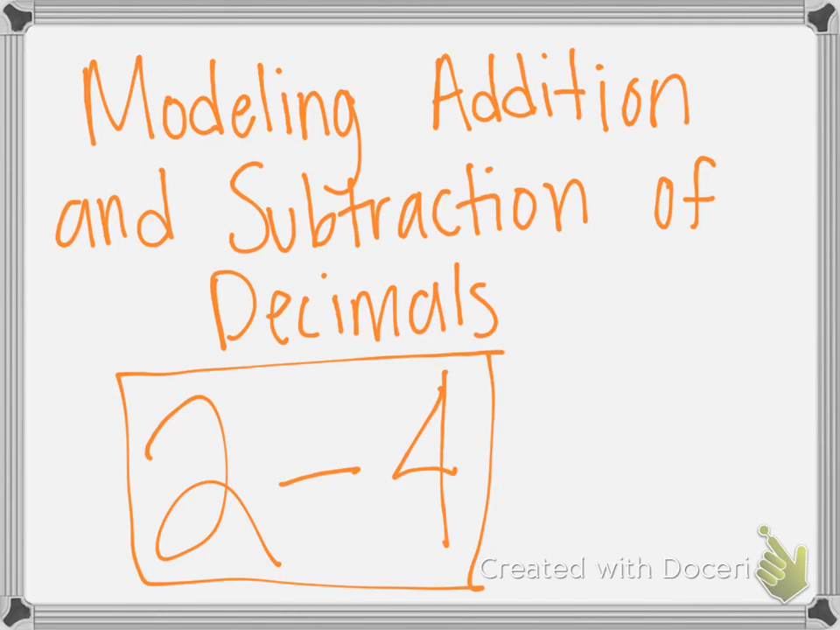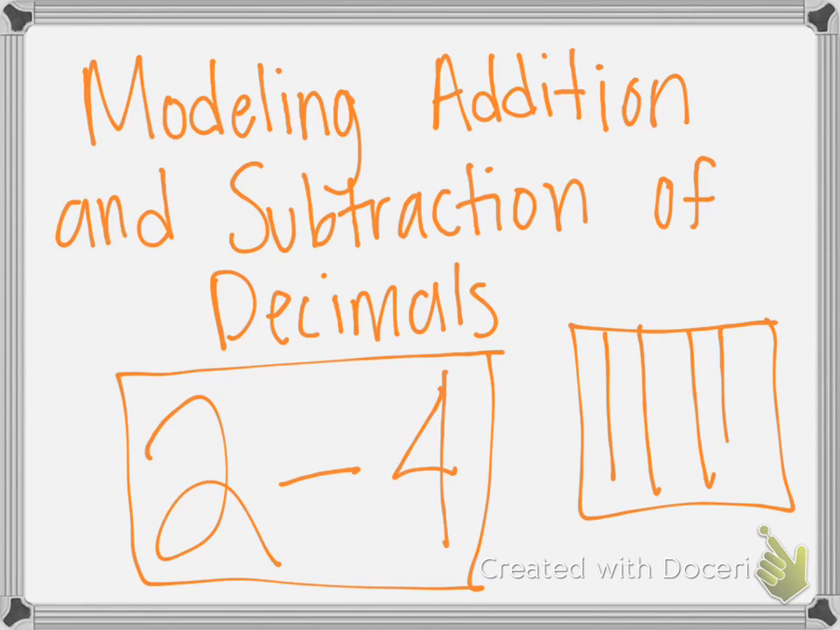Hello guys, this is 2-4 modeling addition and subtraction of decimals. What this means is you're going to have this lovely grid of 100 squares, and you are going to show me how we can add and subtract decimals by showing it on a grid. That's all this means. So, sounds super hard, it's super easy.